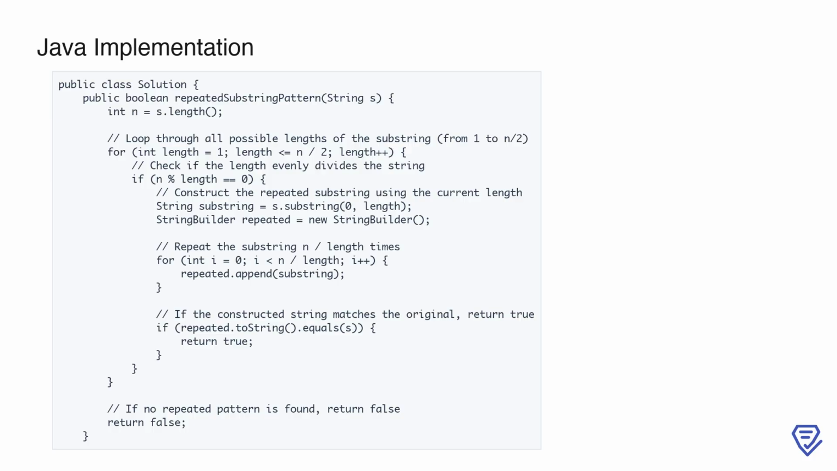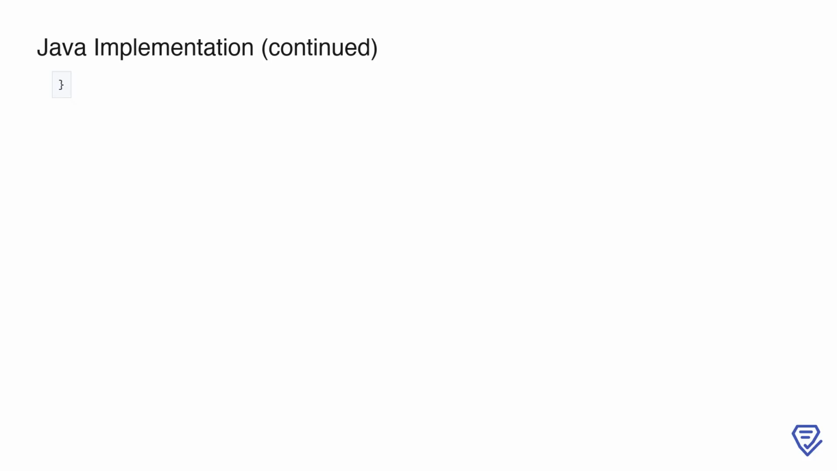After constructing the repeated string, we compare it to the original string. If it matches, we return true, indicating the string can indeed be formed by repeating this substring. If none of the possible substring lengths result in a match, the method will exit the loop and return false, indicating that the string cannot be constructed by repeating any of its substrings.